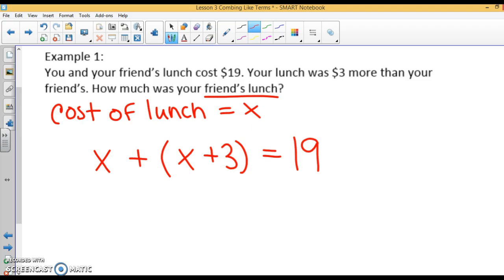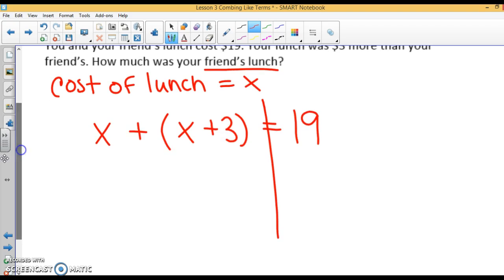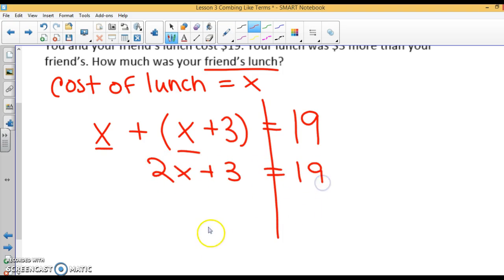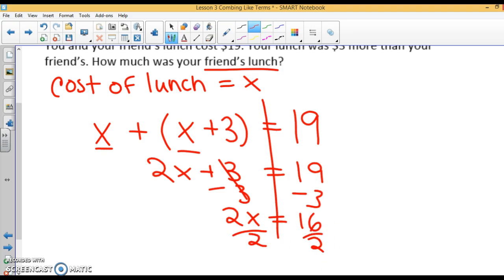And now we can solve to figure out how much our friend's lunch costs. So since I have an x and another x, I can combine those, and I'll have 2x plus 3 equals 19. I can subtract 3 from both sides, which gives me 2x equals 16. I can divide by 2, and I'll get x equals 8. And we defined x as our cost of lunch, right? The cost of our friend's lunch.